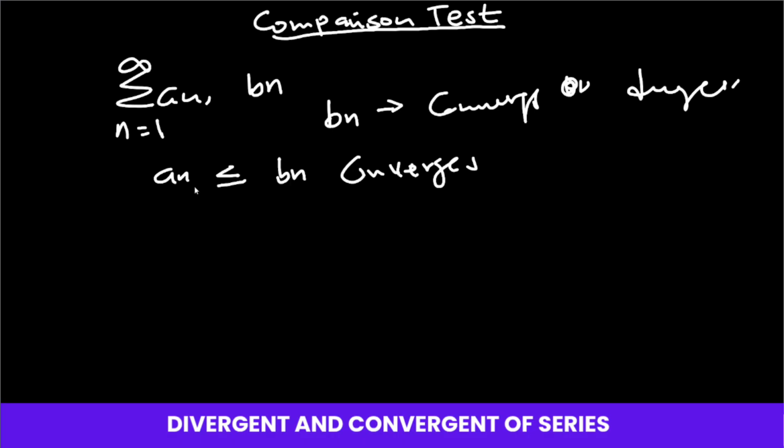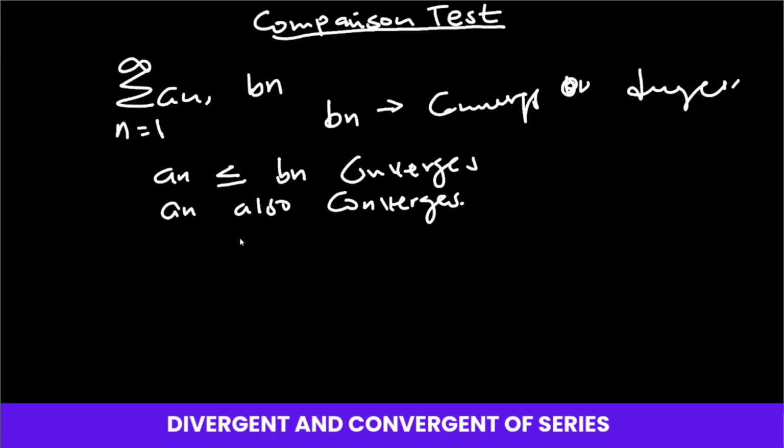Under divergence we have an infinite value. So if an is less than or equal to bn, then we can say that an also converges. What we mean here is that just because bn converges does not say anything about an converging. It can only converge when an is less than or equal to the value of bn.